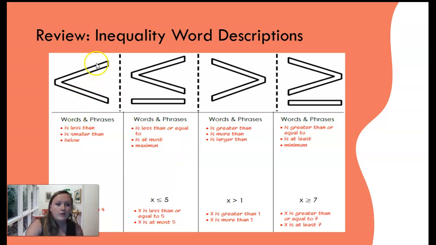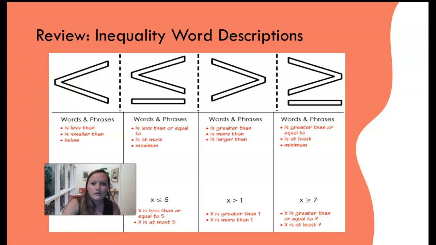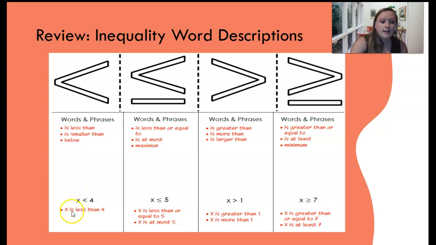Okay? Remember, this is our less than sign. So, we would say x is less than 4. X is any number less than 4. This is our less than or equal to sign. Okay? This line right here is the equal to. This is less than, the line is equal to. So x is less than or equal to 5. X can be any number less than 5, or x can be the number that is equal to 5, which would be 5.